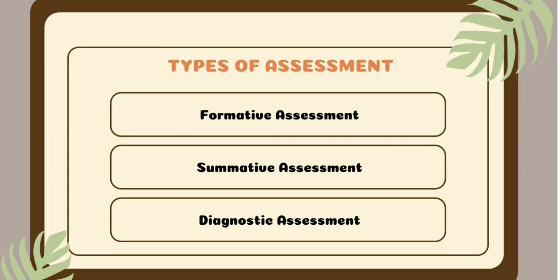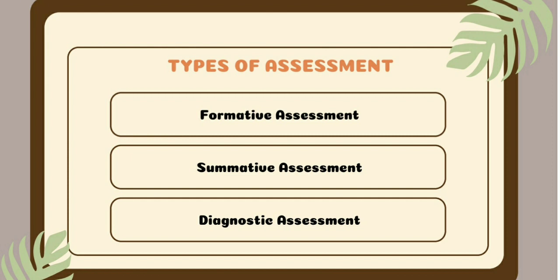And now let's tackle the types of assessment. First is the formative assessment. Formative assessments are conducted throughout the learning process and are designed to provide ongoing feedback to both students and instructors. They help identify areas where students may need additional support and allow teachers to adjust their instruction accordingly. Examples of formative assessment include quizzes, class discussions, exit tickets, and observation. So that is a formative assessment.